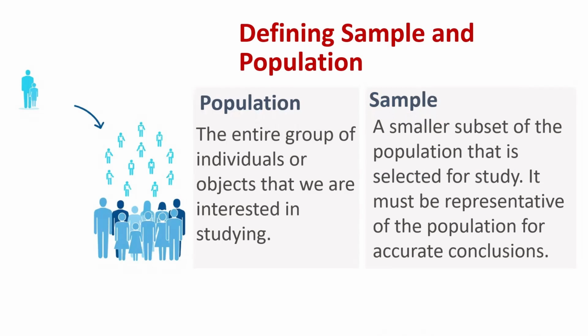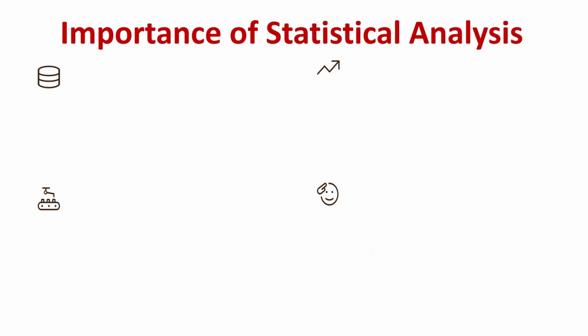When you select a sample, it should represent the whole group. It must be representative of the population for accurate conclusions. The sample that you choose from your population should represent the population. For example, if your population is males in their teens, the sample should be chosen from males that are teens to represent the group. What is the importance of statistical analysis?